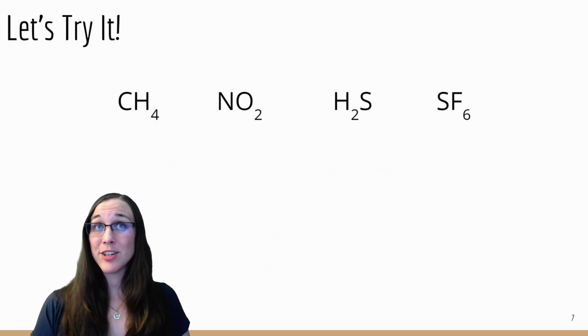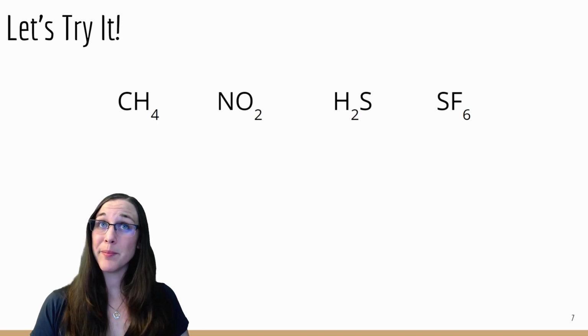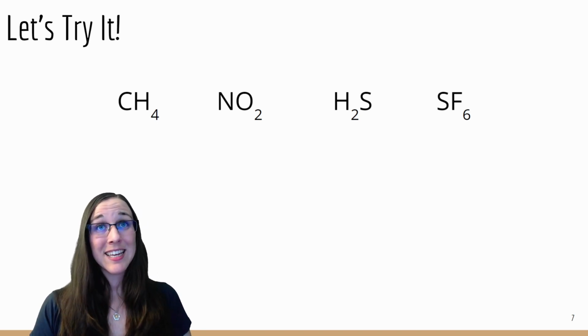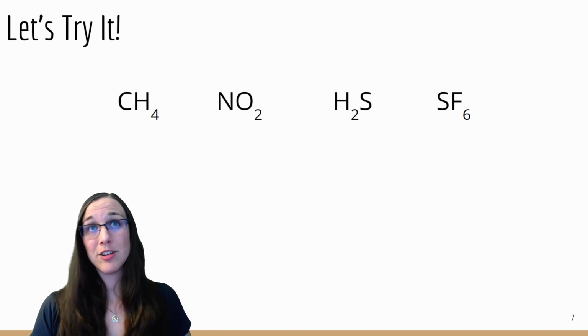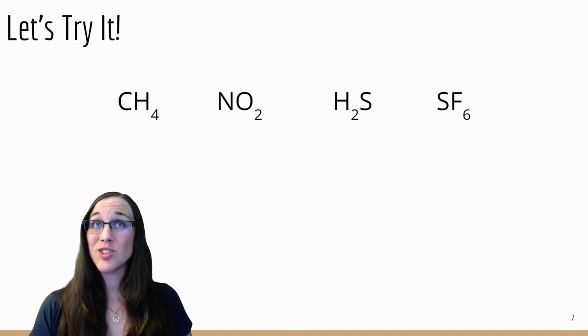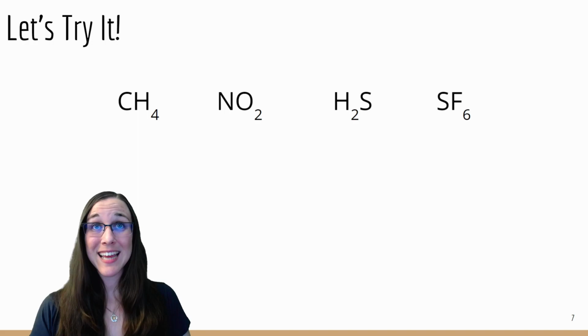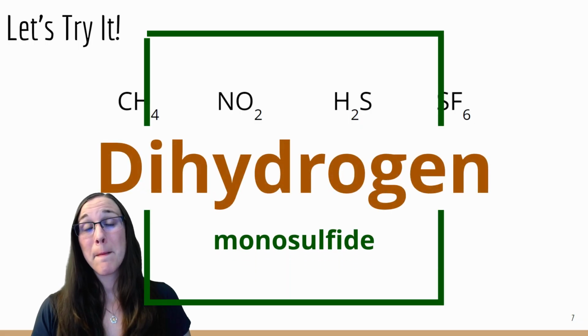We also have H2S. There are two hydrogen atoms and one sulfur atom. We would say dihydrogen, two hydrogens, and there's one sulfur. The sulfur needs to end in ide, so we would say monosulfide.